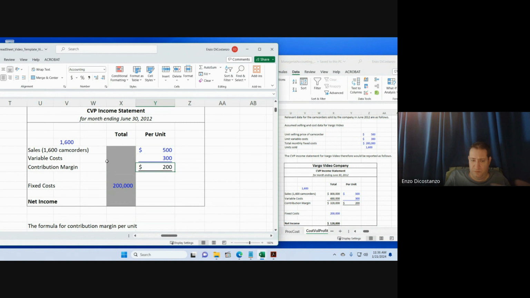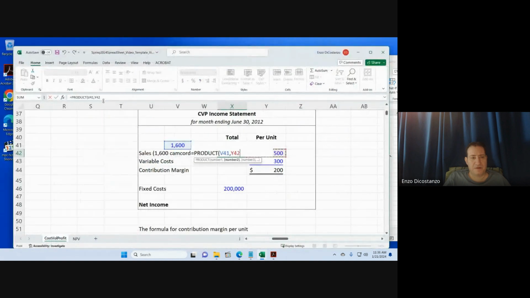Okay. And now what's going to be useful to us here is to do the product: equals. You have to, for some reason, double click on the icon. It's going to be 1,600, comma, the 500. So the 1,600, you're going to lock the row, and these you want to lock the column.